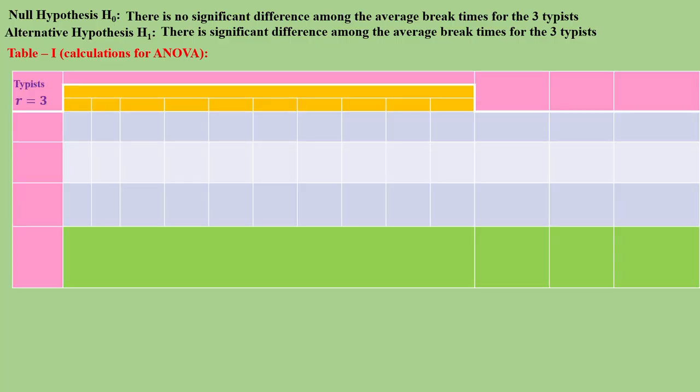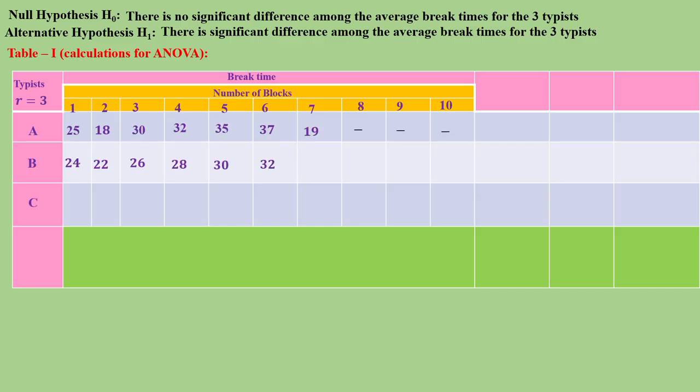So typist R is equal to 3, A, B, C. Then break time, number of blocks 1, 2, 3, 4, 5, 6, 7, 8, 9. Then A values, then B values, then C values, from the reframed table. Then we have to find row totals R1, R2, R3. So first row total 25 plus 18 plus 30 plus etc plus 19. So R1 equal to 196.